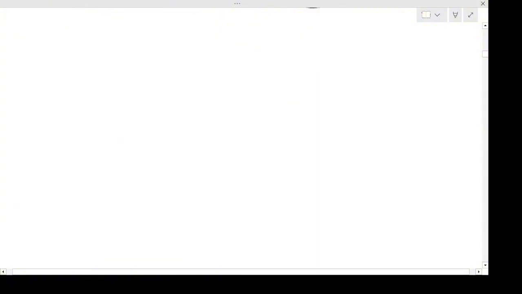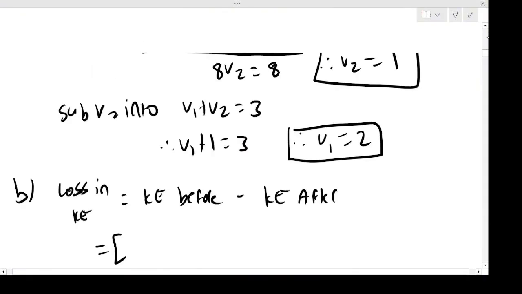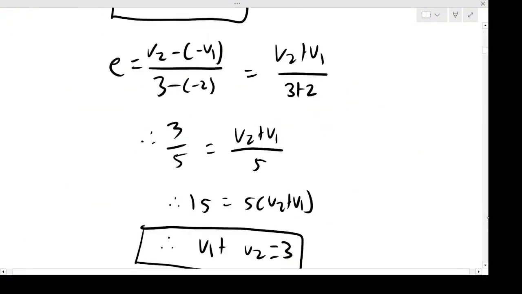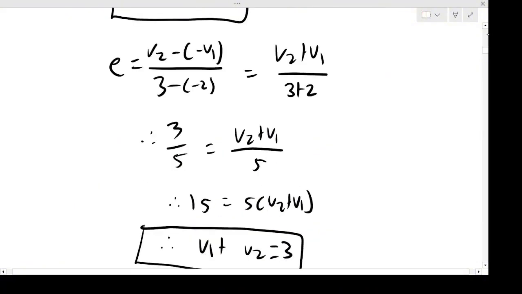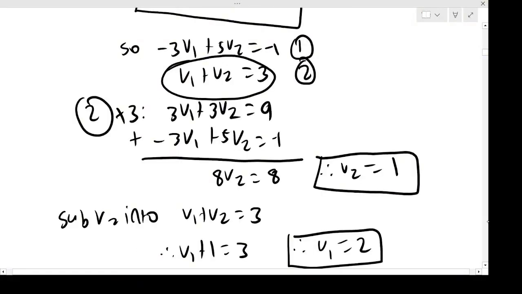So what we're going to do, again, loss in kinetic energy is going to be the kinetic energy before, because again, we're going to expect more energy before than afterwards. So work out the kinetic energies individually. Firstly, for the first ball A, the speed is 3. The mass is 3 as well. So it's going to be half times 3 times 3 squared, and then we're going to add on the kinetic energy of B. For B, the speed is 2 initially. So half times 5 times 2 squared.